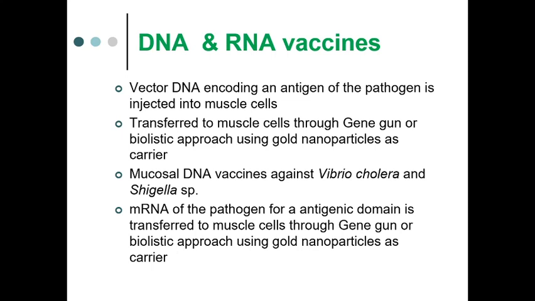The mRNA of the pathogen for a particular domain can also be used as a vaccine, and this mRNA of a particular antigenic domain responsible for a dominant protein which acts as an antigen can be transferred by coating this mRNA onto gold nanoparticles using the gene gun or biolistic approach, similar to the DNA which has been transferred into the muscle cells. Here also mRNA can be transferred directly into muscle cells.